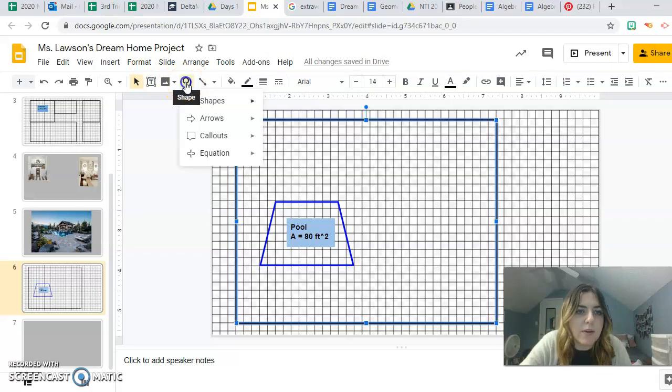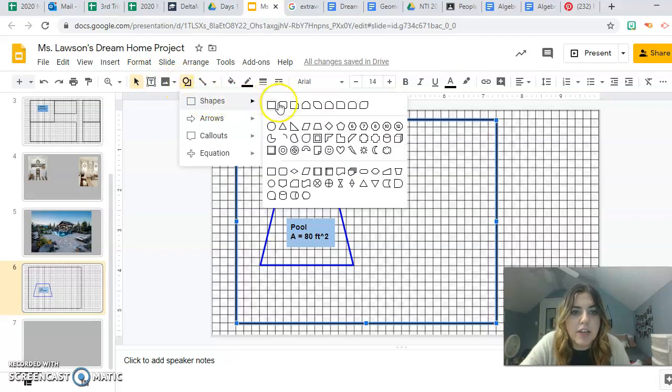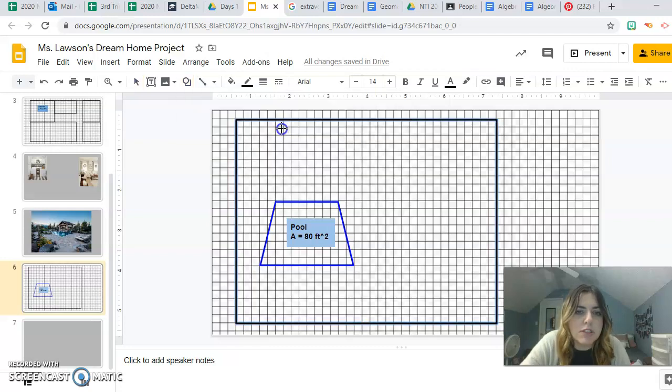Then maybe I want to do a triangle as my other shape. So you've got two options here for a triangle. I'm just going to do this one. And this can be over here, and this will be my patio area. Again, I'm going to keep moving this until the points of the triangle are on actual points of the graph.